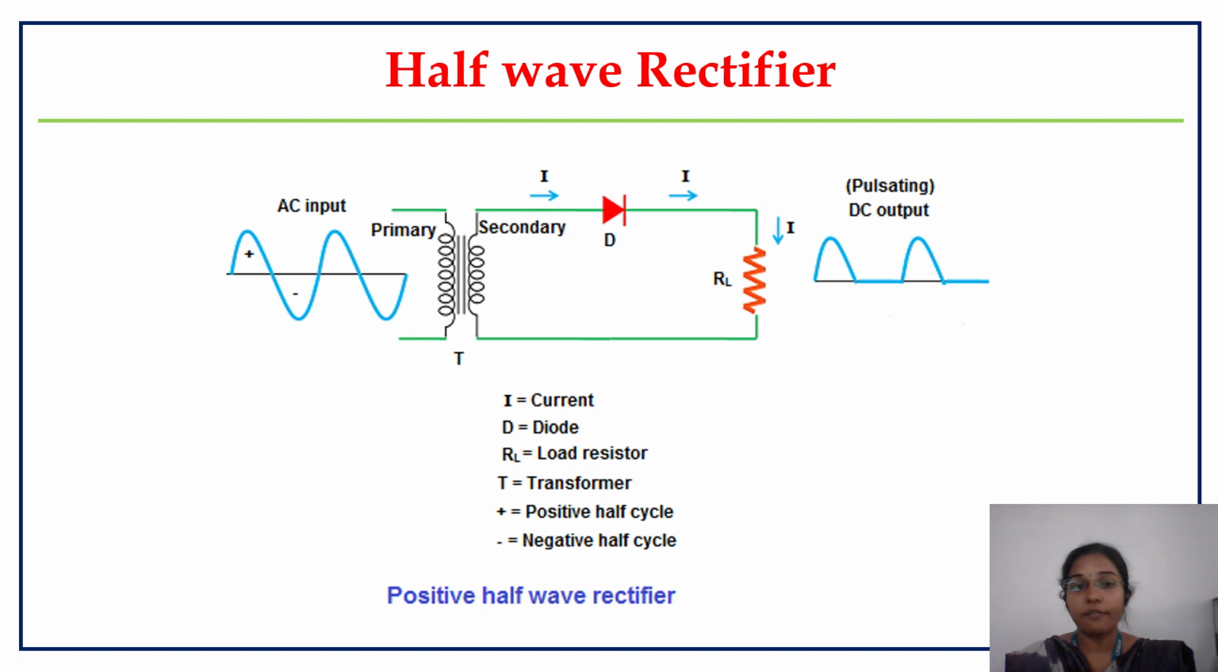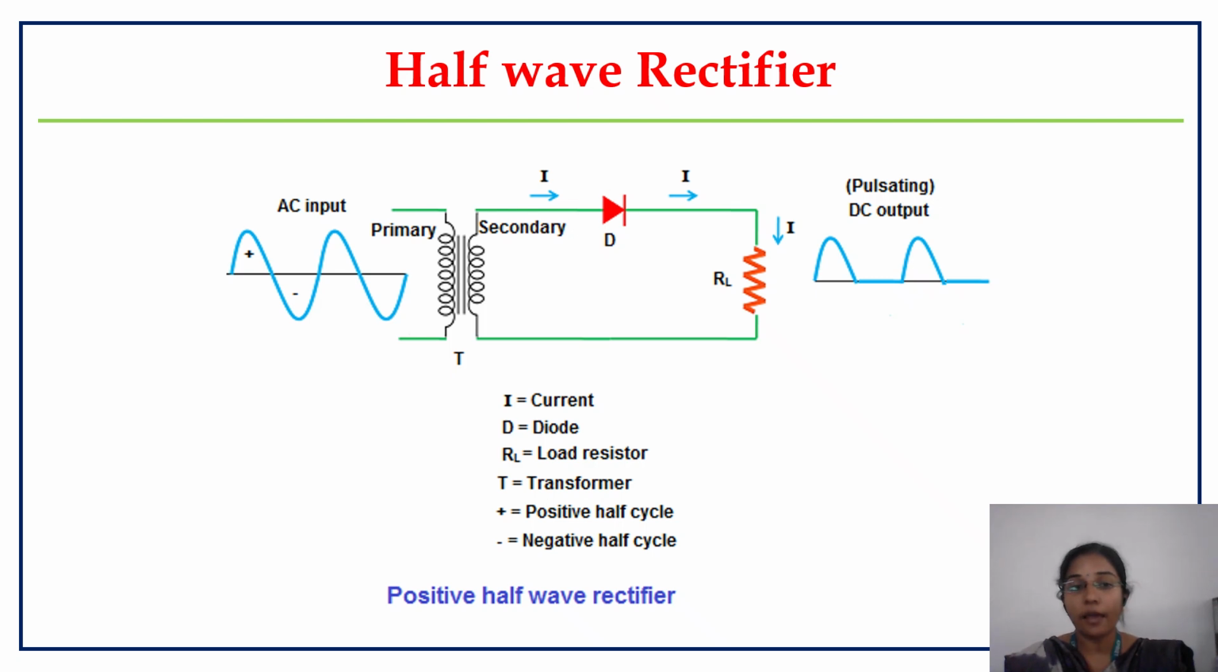For a half-wave rectifier, we are using a transformer and a diode. This transformer consists of two windings, the primary winding and the secondary winding, along with a diode D and a load resistance R. For this half-wave rectifier, we are given an alternating AC input signal. This AC input signal is given as input to this diode.